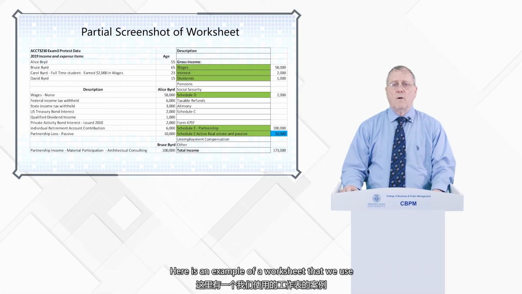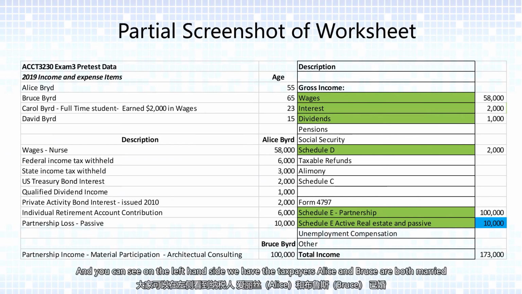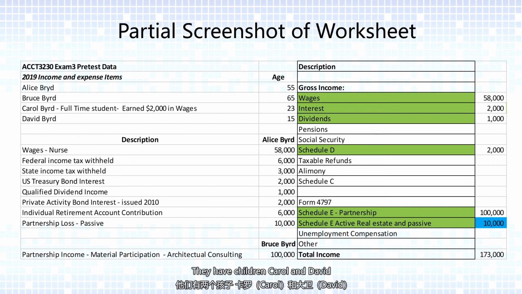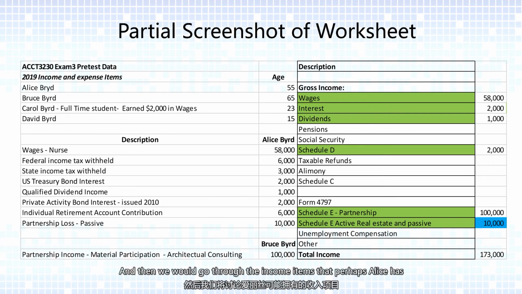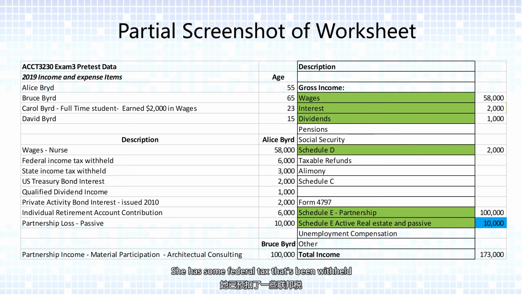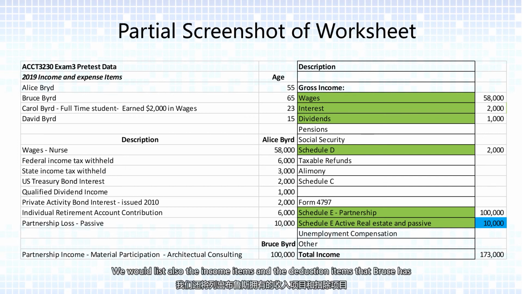Here is an example of a worksheet that we use, and you can see on the left-hand side we have the taxpayers. Alice and Bruce are both married. They have children, Carol and David. And then we would go through the income items that perhaps Alice has. She's a nurse, for instance, and she has some wages. She has some federal tax that's been withheld. She has bond interest, dividend income, and so on and so forth. And we would also list the income items and the deduction items that Bruce has. And then we would have combined deductions for both of them, perhaps from their personal residence and so on.